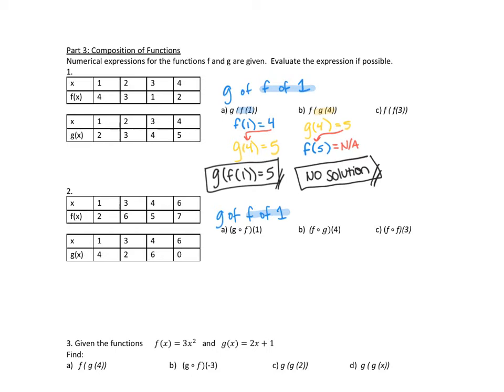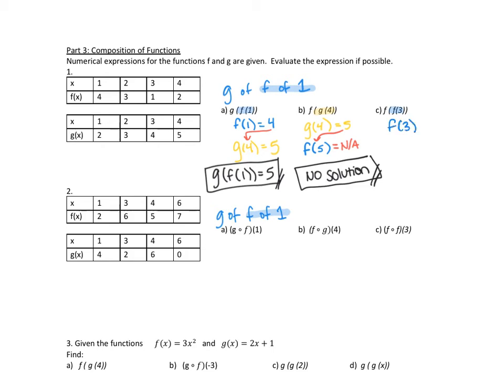This just means we didn't get a final answer for this one, and that's okay. Now for part C, I see f of f of 3. I see the same function being plugged into itself, which is totally okay to do. So we're still going to start with that inside, f of 3.